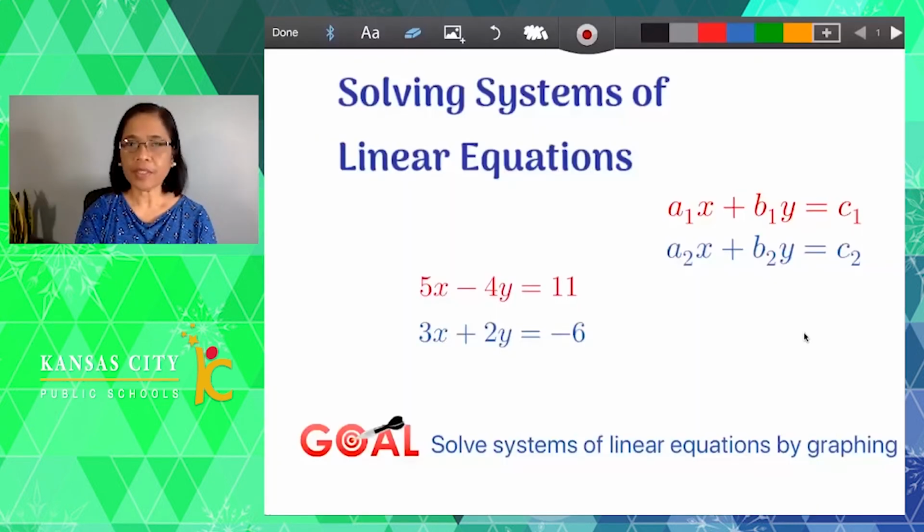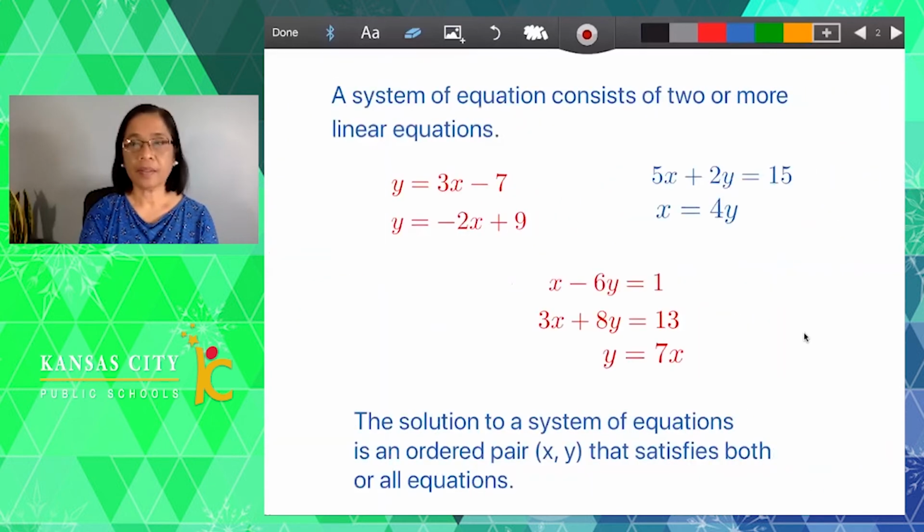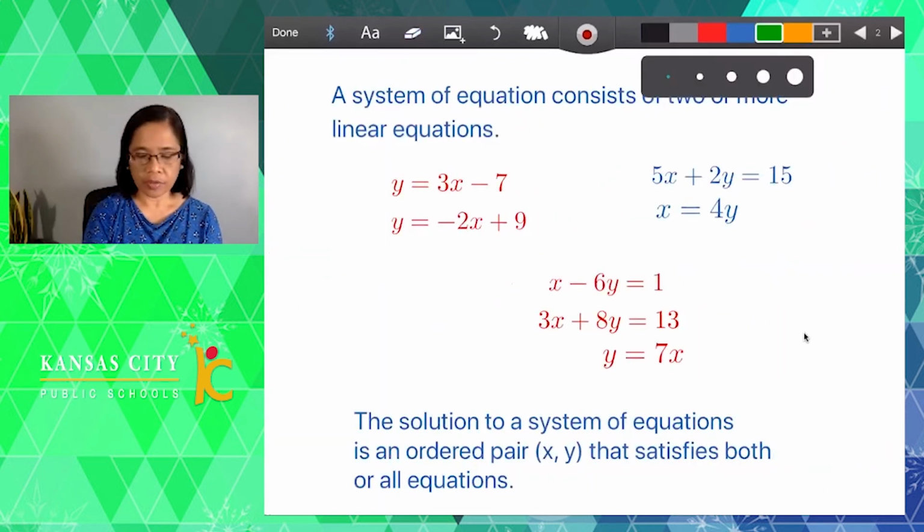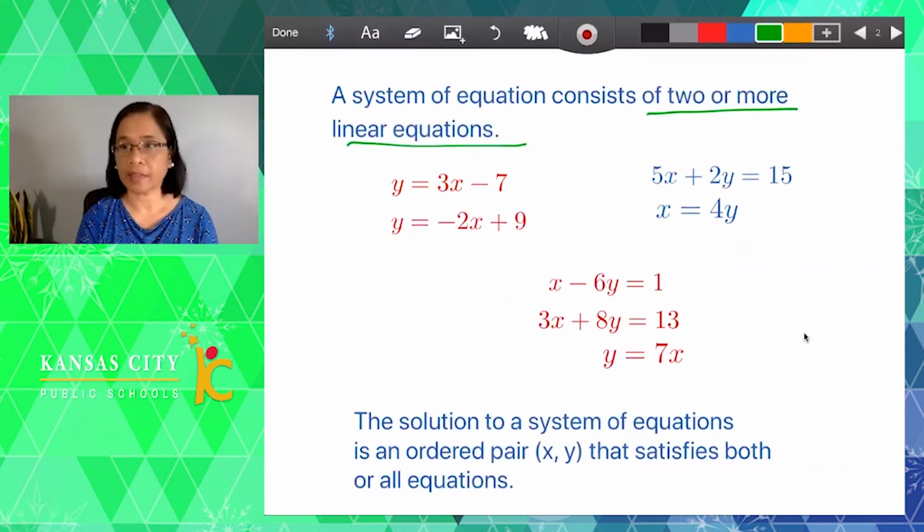There are many ways of solving systems of linear equations. We can do this by graphical method, or we can do this by algebraic method using substitution or elimination. At the end of this lesson, you should be able to solve systems of linear equations by graphing. A system of equations consists of two or more linear equations in the variables x and y.